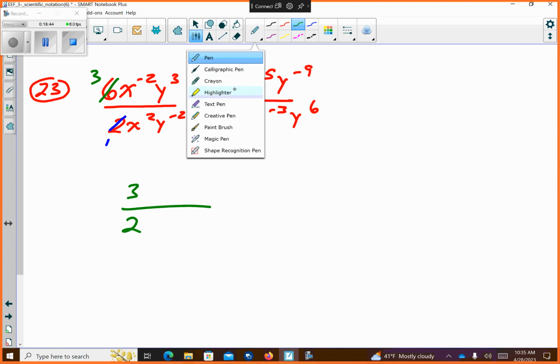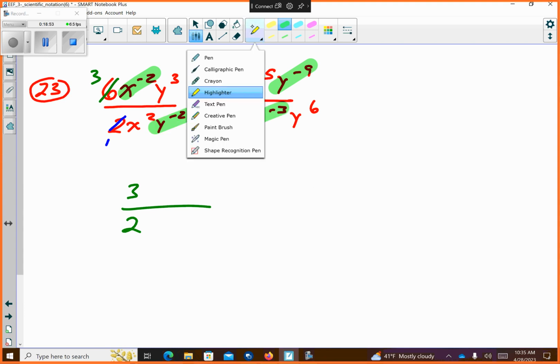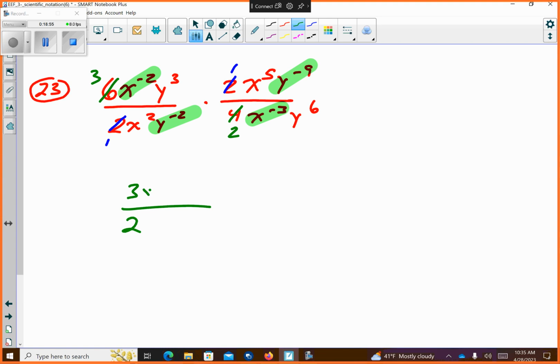I'm going to highlight everything that's going to move. This is going to move. This is going to move. This will move. And this will move. Okay? Things that are not highlighted are staying in their location. So I have y to the 3rd, x to the 5th, y to the 2nd, x to the 3rd. On bottom, I have x squared, y to the 6th, x to the 2nd, y to the 9th.